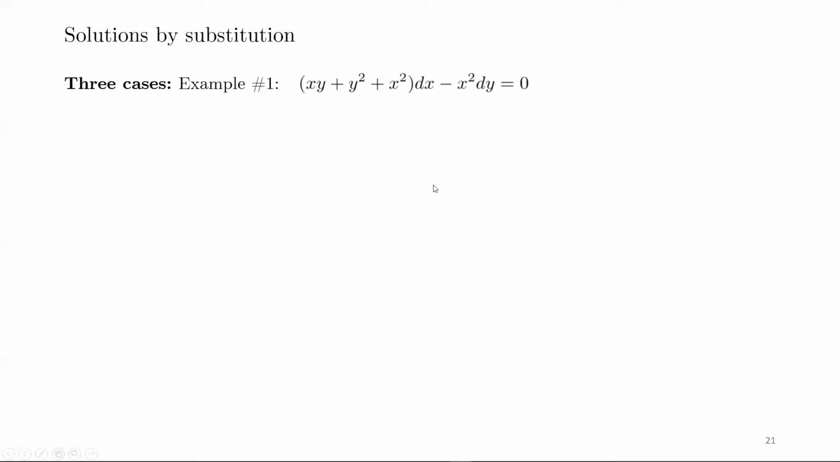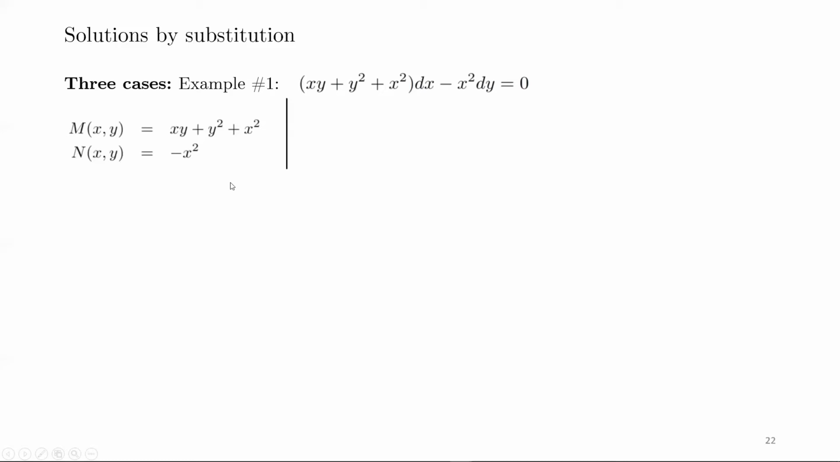Okay, so we've got this equation: x times y plus y squared plus x squared, all times dx, minus x squared times dy, equals 0. So straight away you can tell that this is not a linear equation, and it's also not separable, though you can try. So what should we do? Well, we should try and see if this is an exact equation. So M here is going to be the function of x and y that is multiplying dx. N is going to be negative x squared.